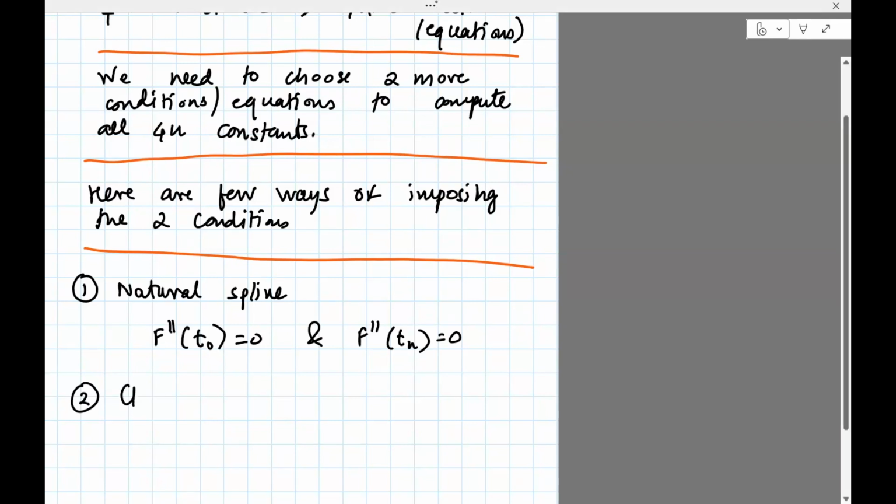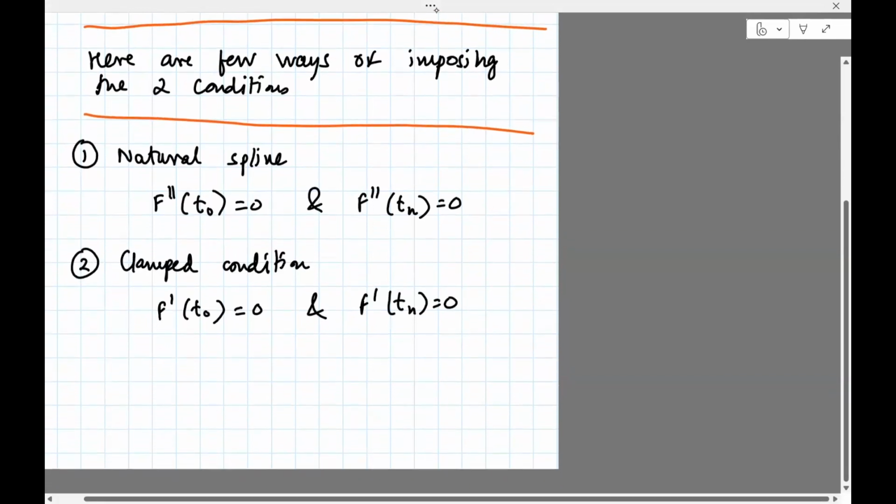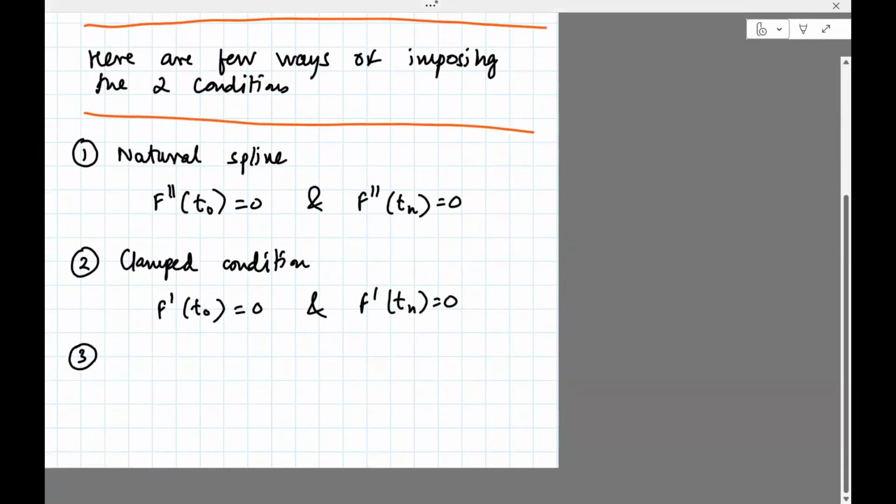There's something called the clamped condition, which says that the first derivative at t0 is 0, and the first derivative at tn is 0. Okay, and then the third one is called the not-a-knot condition.